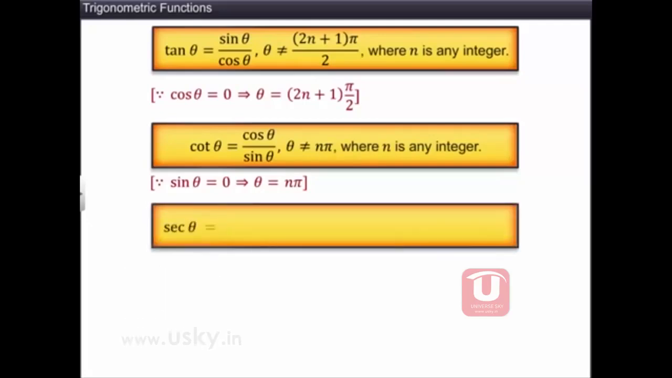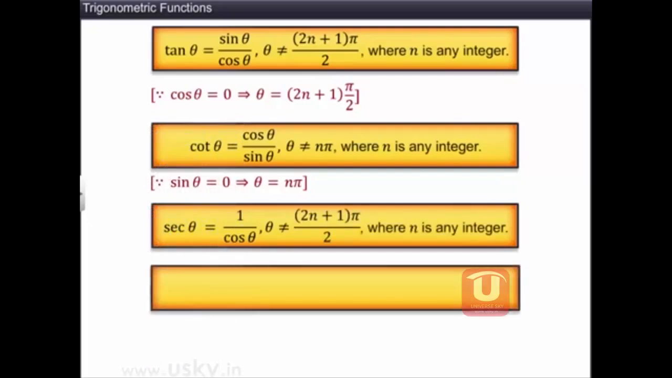Secant theta is equal to 1 divided by cos theta. This function is defined when theta is not equal to (2n plus 1) into pi by 2, where n is any integer. Cosecant theta is equal to 1 divided by sin theta, which is defined when theta is not equal to n pi, where n is any integer.